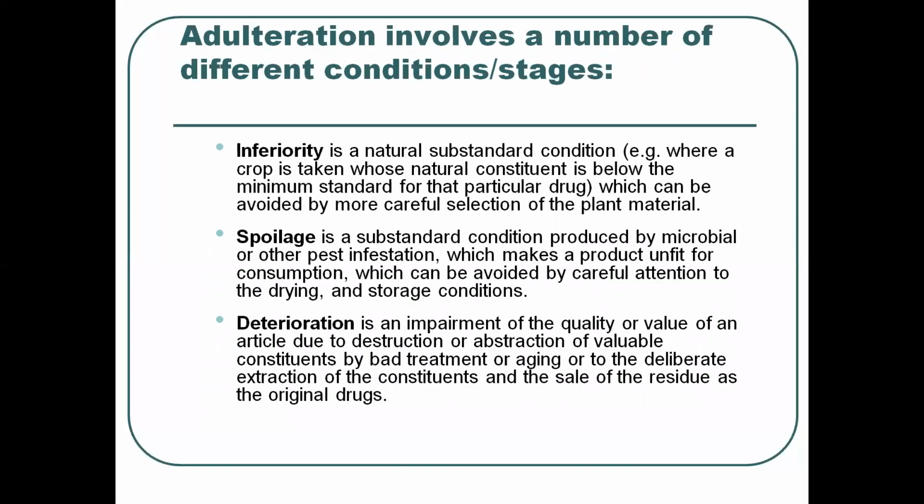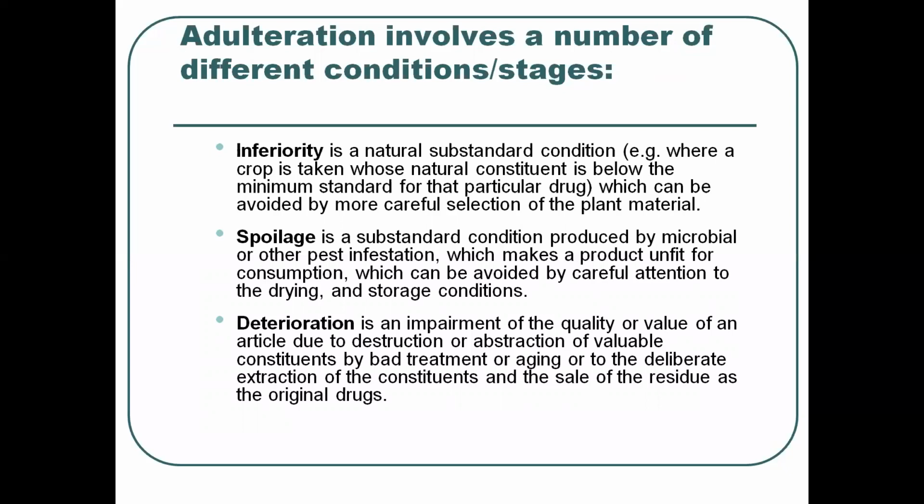Then comes the adulteration stages. What are the stages and what are the conditions of adulteration? So basically, there are 6 or 7 stages of adulteration, and now we are starting with the very first stage, that is the inferiority. Inferiority means that it is a natural substandard condition.